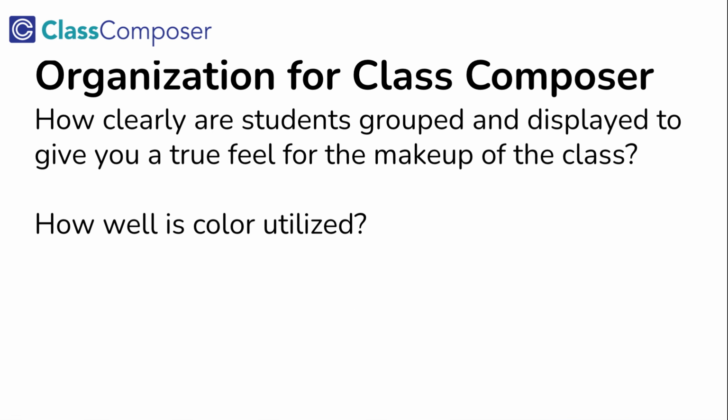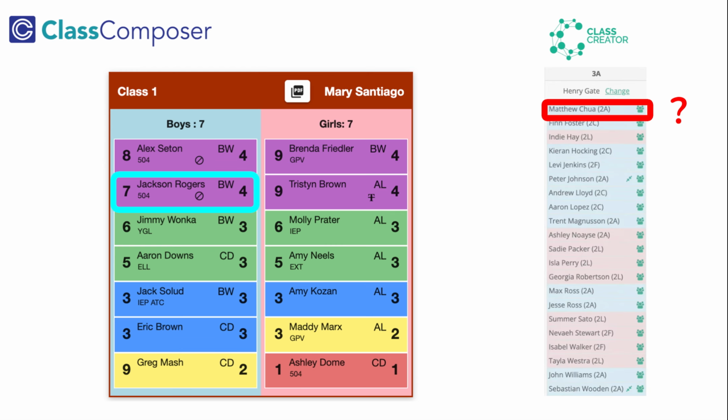Now let's take a look and see how students are organized and how color is used in Class Composer. Students are vertically ordered and grouped from highest to lowest academic performance, followed by students with low or challenging behavior. Color-coded bands quickly highlight these key metrics, while blue and pink column backgrounds indicate gender.